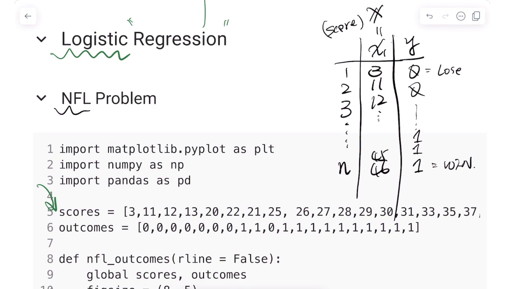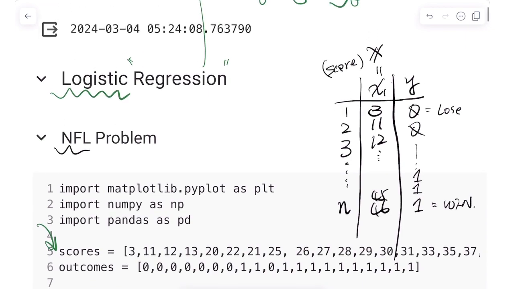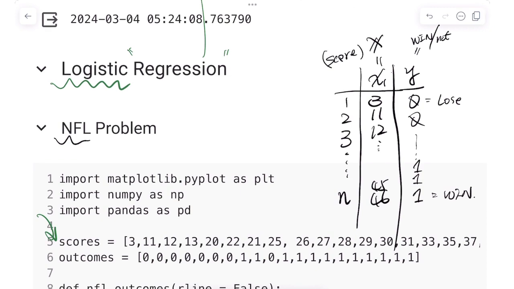So the target y is win or not win, and the score is a feature of this game. Of course, there could be other features to describe this game, but we only use one feature, which is the score. So basically x is numeric, and y is a binary value, either 0 for loss or 1 for win.